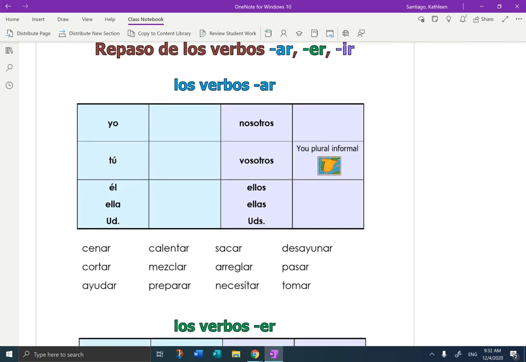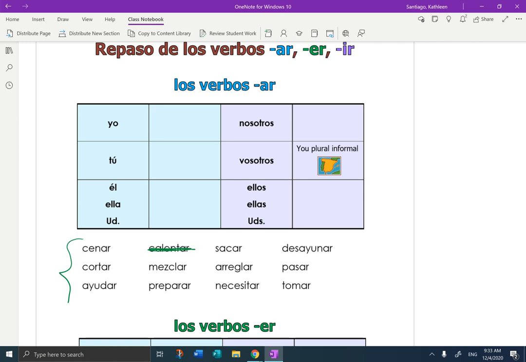So, conjugating the verbs, first let's make sure we know what they mean. Cenar, to eat dinner. So I'm down here at the bottom. Cortar, to cut. Ayudar, to help. Calentar, that's an E to IE stem changer, so I'm going to leave that one off. Okay. Mezclar, to mix. Preparar, to prepare. Sacar, to take out. Arreglar, to fix. Necesitar, to need. Desayunar, to eat breakfast. Pasar, to pass. Tomar, to take or drink.